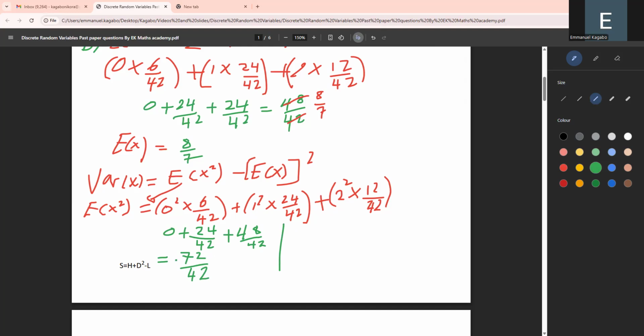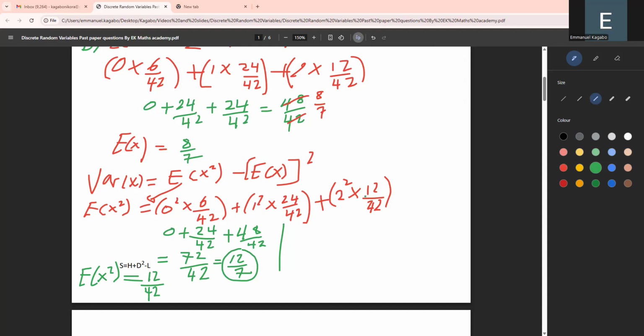We can divide by 6, right? If I simplify by 6, it will give me 12 over 7. Okay. That is it for this one. That is my E of X squared. So basically, E of X squared is equal to 12 over 7.